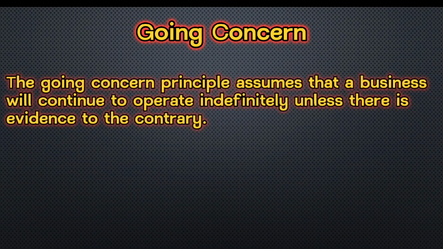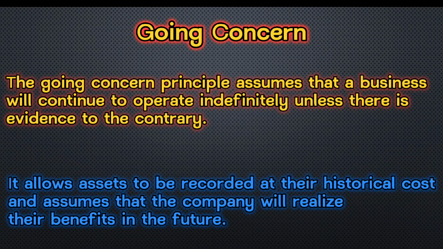Going concern. This principle assumes that the business will operate for the foreseeable future, and obviously people think that it will operate indefinitely unless there is evidence that there will be a hindrance in the future. This principle allows businesses to record their assets at historical cost and assumes that the company will operate in the future and will realize its benefits in the upcoming time.